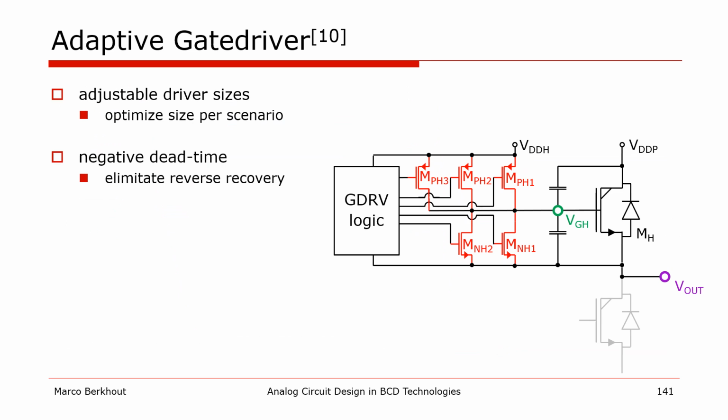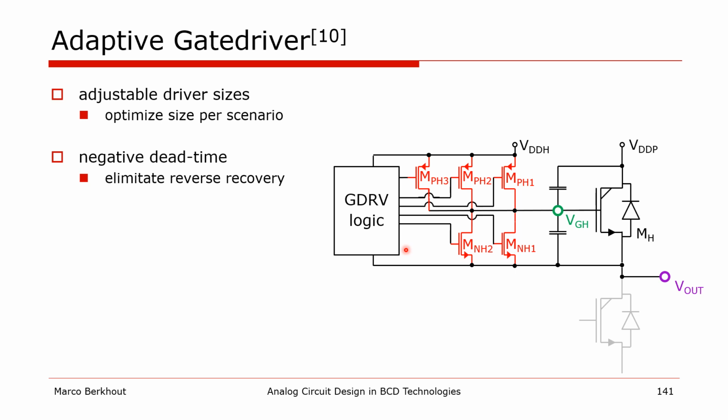Instead of using simple inverters, the gate drivers can be a bit more complex, as in this example. In this gate driver, the size of the pull-up and pull-down transistors is adjustable, depending on whether we're in a soft switching or a hard switching scenario. This is done to slow things down when necessary and speed things up when possible.